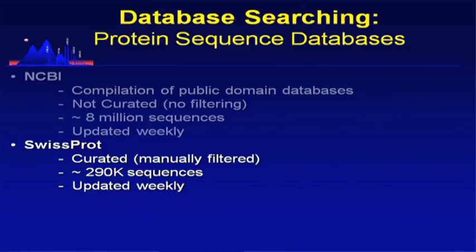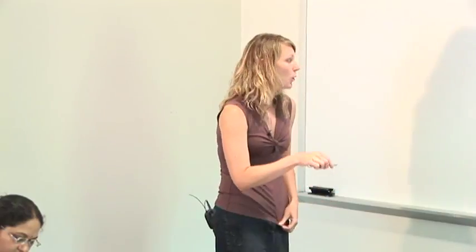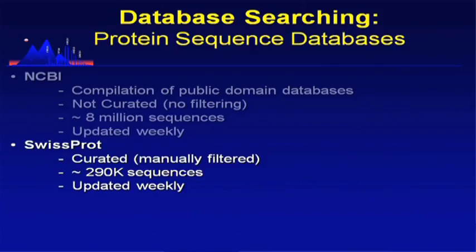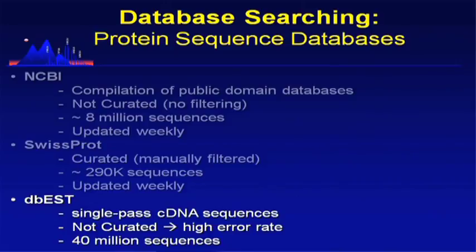SwissProt, on the other hand, is a database maintained by the Swiss Proteomics Society, which is a European government-run society. This is a curated or manually filtered database, so the level of accuracy in this is very high. There's virtually no redundancy. But it's obviously a lot smaller. They can't keep up with all the sequences that have been published. But the quality of the data is much higher. And this is also an old number, but I still think they're under 300K right now, or maybe close. And then we have our EST databases, which are huge and obviously not curated and have a very high error rate, and are sort of our last resort.